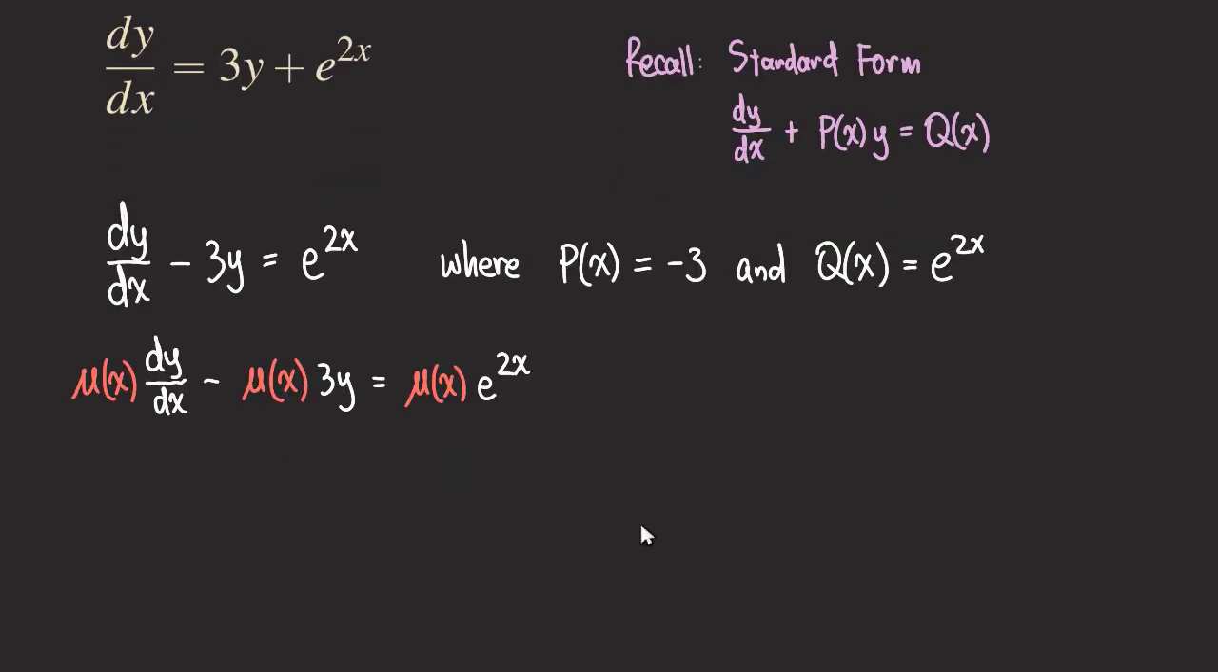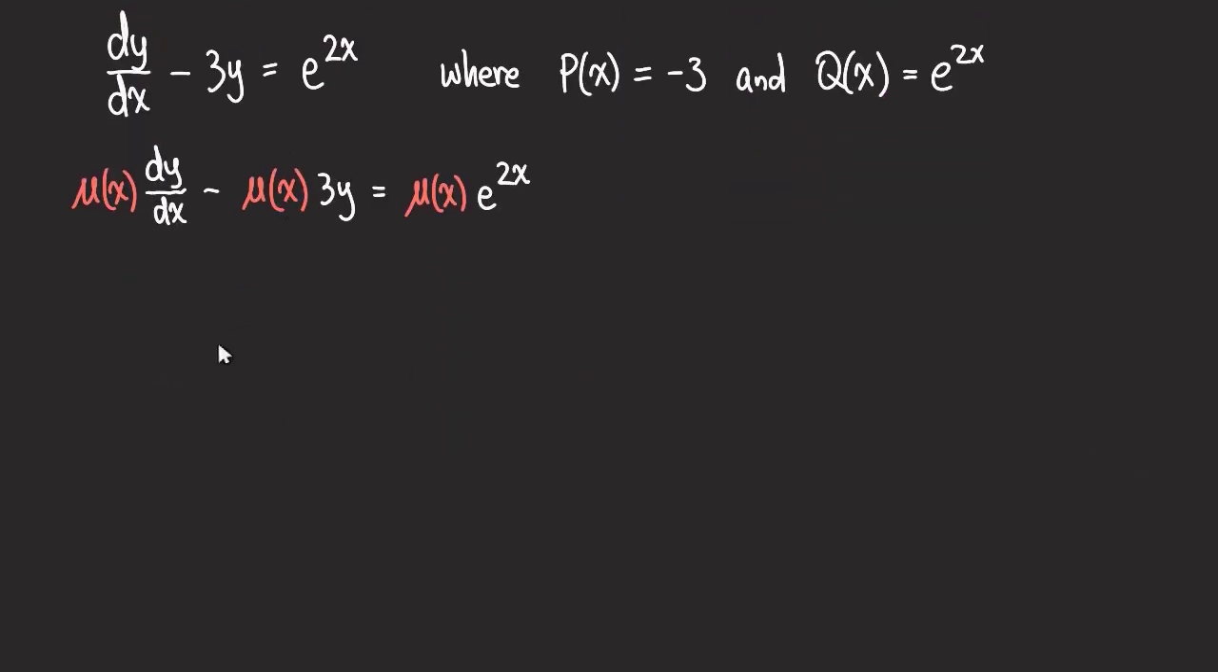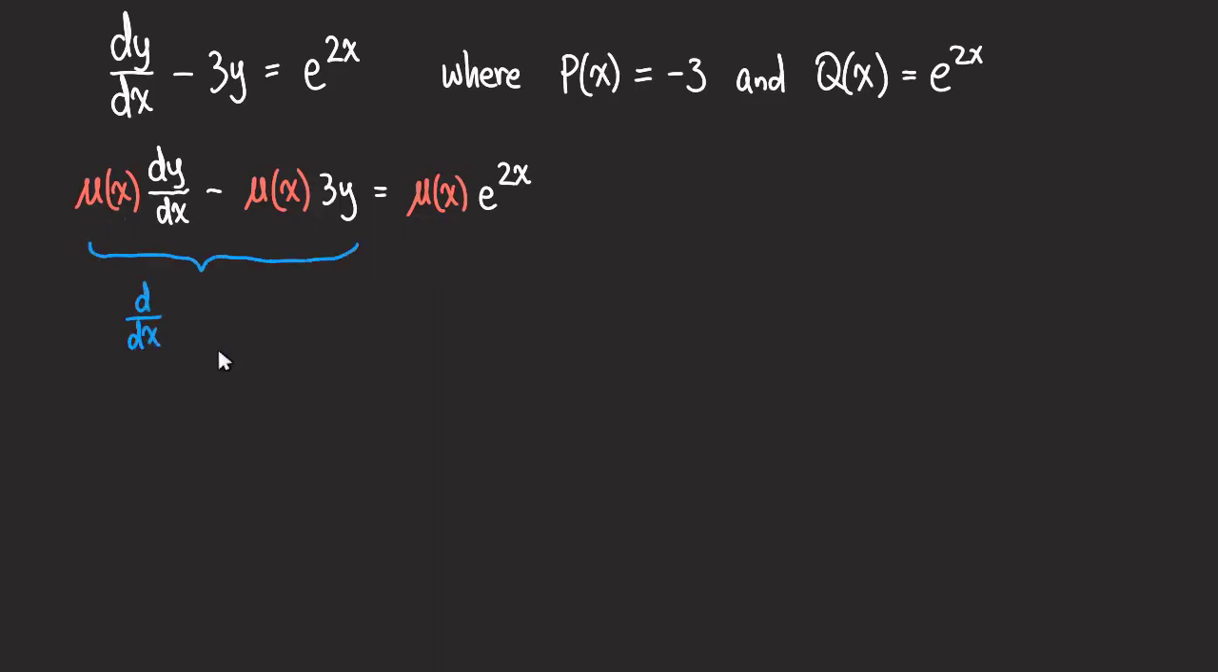The next step is that we look at this left hand side, and we treat it as the derivative of mu of x times y. We can use the product rule to write out what this is equal to. Remember, the product rule is that we differentiate the second function first, and we do not touch the first function. So we write mu of x right here, and then we differentiate the y with respect to x, so we get dy over dx.